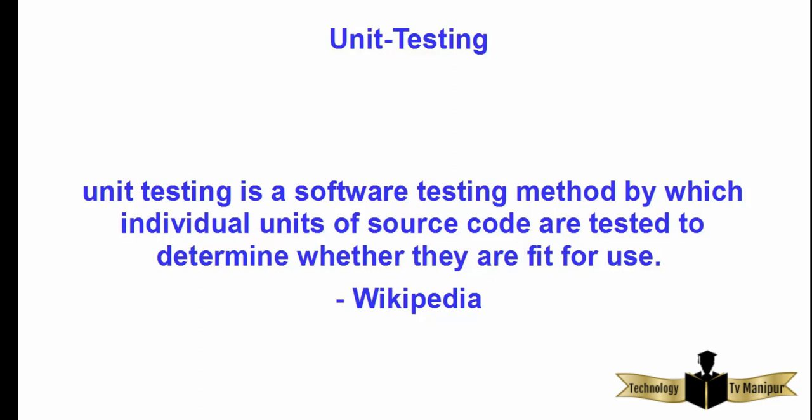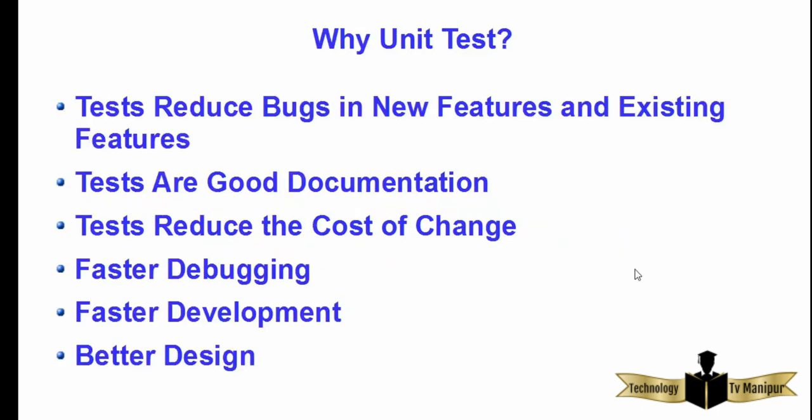In unit testing we perform the lowest level of testing, where individual units of software are tested. That means units like functions, subroutines and classes are tested to verify if they are giving the desired result or not. Now let's discuss why we should unit test our code.